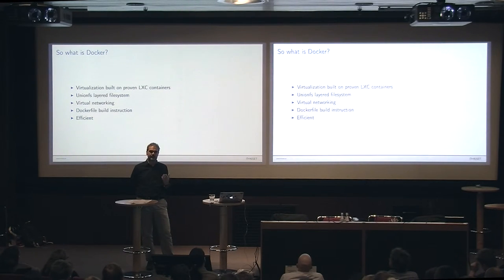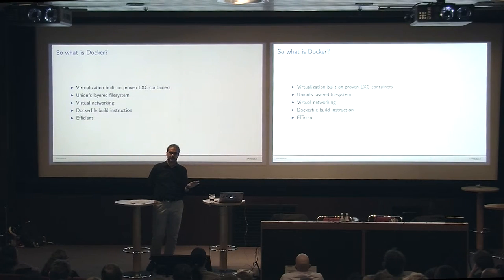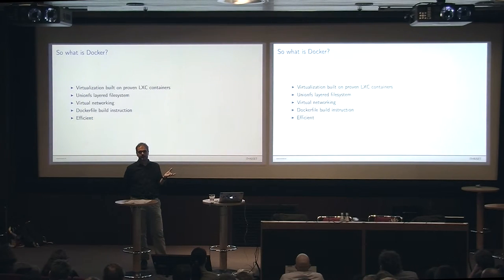Another integral part of Docker is working with a layered file system called UnionFS, which works a little bit like Git, but it's a file system, so it's special. Then, apart from that, you also have virtual networking, so you can connect containers together in a virtual network, which is very useful. Then, to tie the saga together, so to speak, you have the Dockerfile, which is a declarative instruction how to create the Docker images.